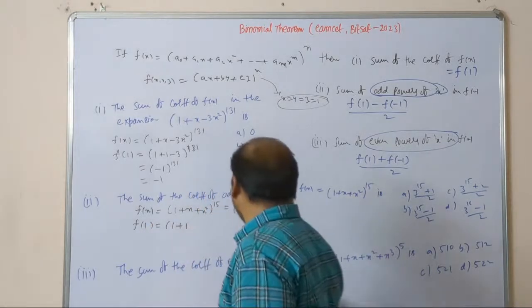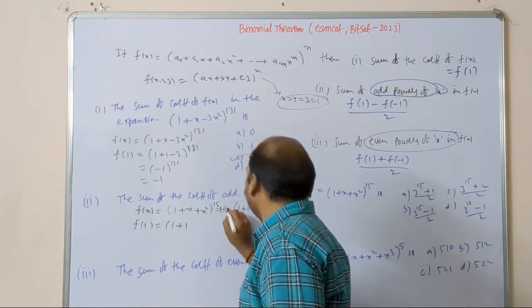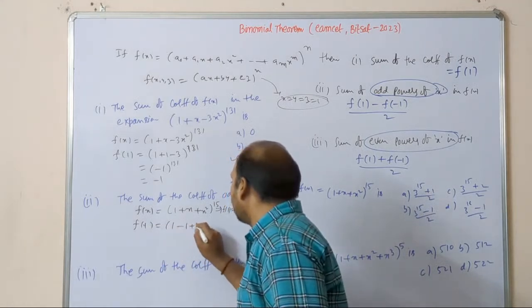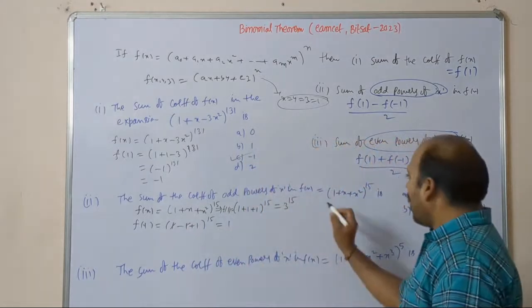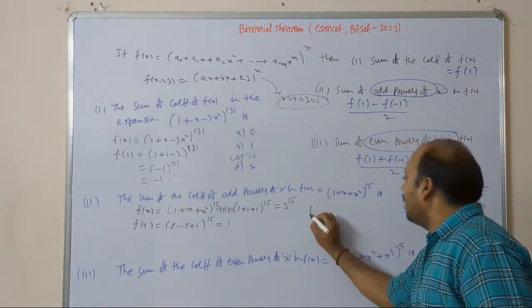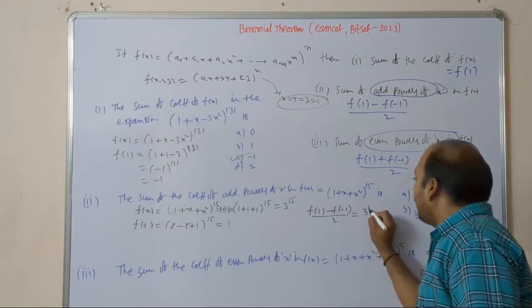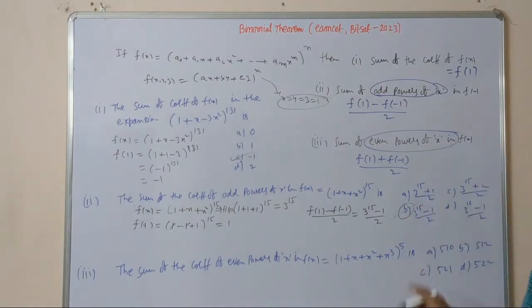I already wrote f of 1. Now f of minus 1 is (1 minus 1 plus 1) whole power 15, so 1 power 15 is 1. So for odd powers the formula is f of 1 minus f of minus 1, by 2. So 3 power 15 minus 1, by 2. So the option is B.